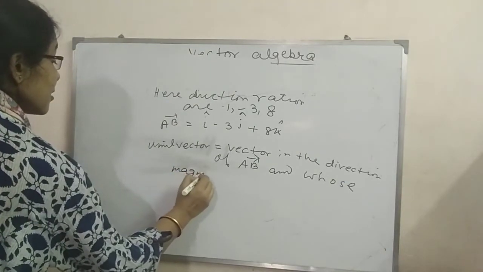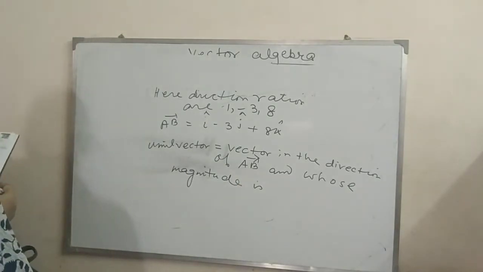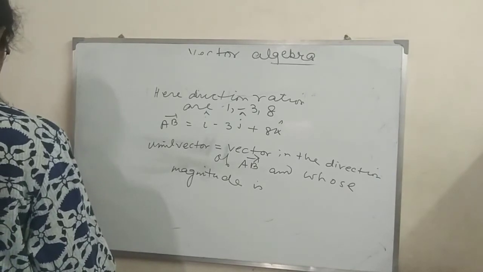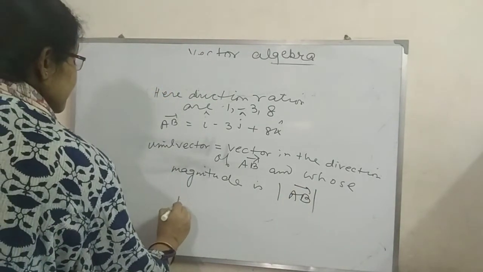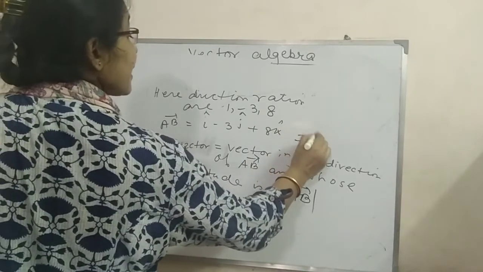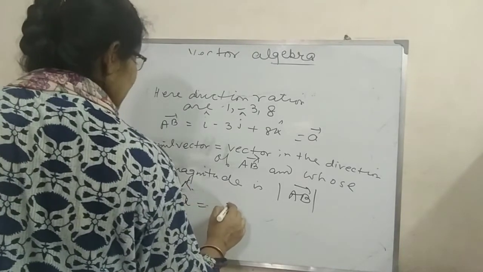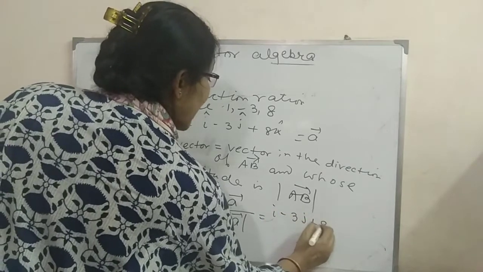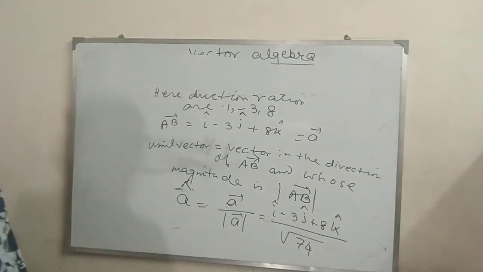whose magnitude is modulus AB, that is AB cap equal to, if AB equal to A vector, then unit vector is equal to A vector by its modulus, equal to I minus 3j plus 8k by root over 74. This is the unit vector. Okay.